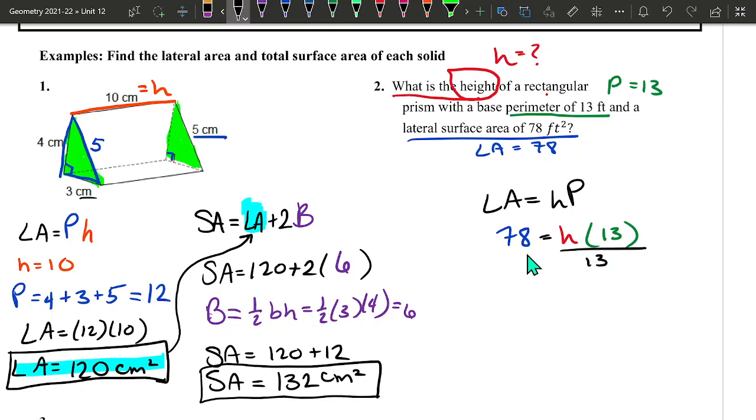If I divide by 13, now h is by itself. The height: 78 divided by 13 is 6. And then go back to the problem. I'm dealing with feet. Since height is a linear measurement, it's just 6 feet, not 6 feet squared. So something like that: identify the pieces you have, plug them into the formula, and then isolate whichever letter you don't have a number for.